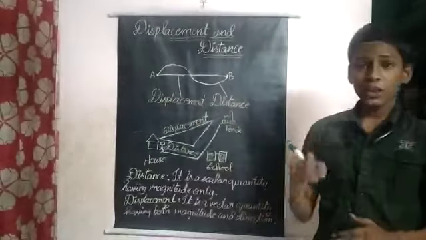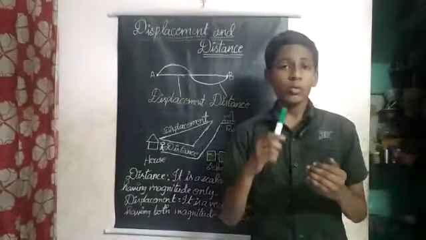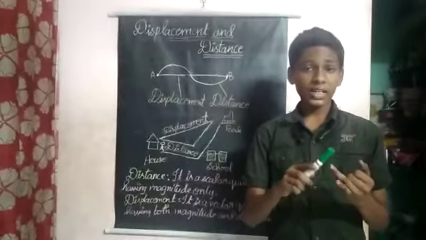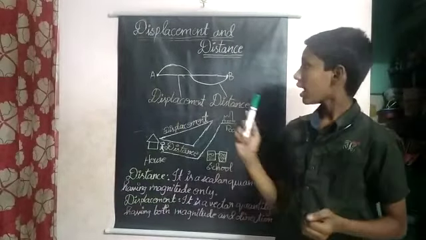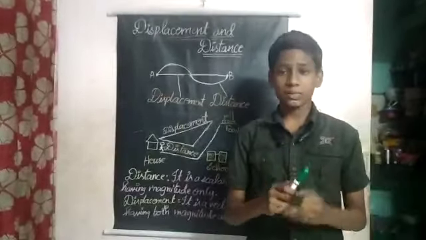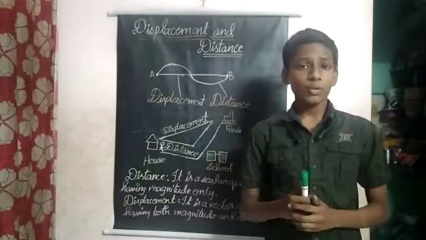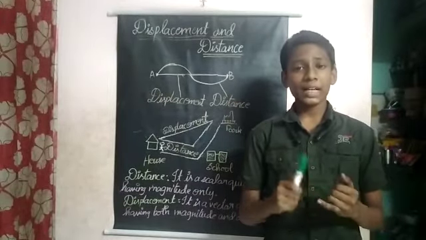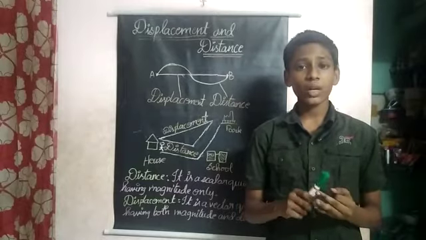Now in this video we saw what uniform motion and ununiform motion are, and distance and displacement. In the next video we will see acceleration, speed and velocity.